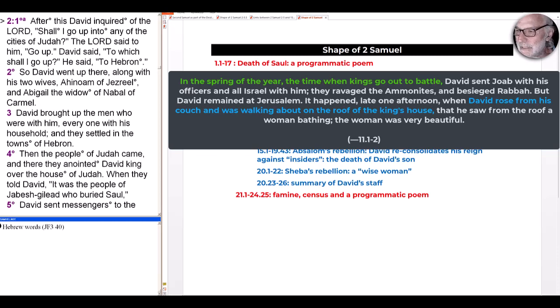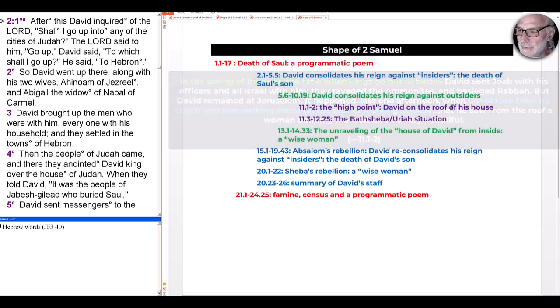It happened late one afternoon when David rose from his couch and was walking about on the roof of the king's house that he saw from the roof a woman bathing. The woman was very beautiful. And apart from the issue of bathing, because it may well have been that she was washing from her monthly period or some other ritual rather than taking a bath, we'll get to those details when we get there. But the point I was making is from the roof of his house. That's literally the high point.